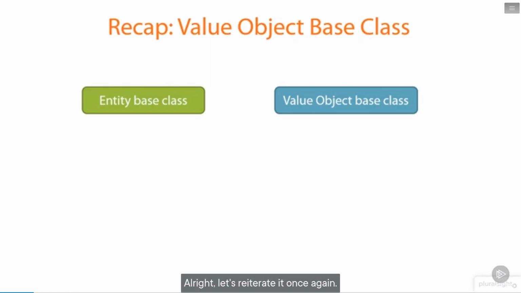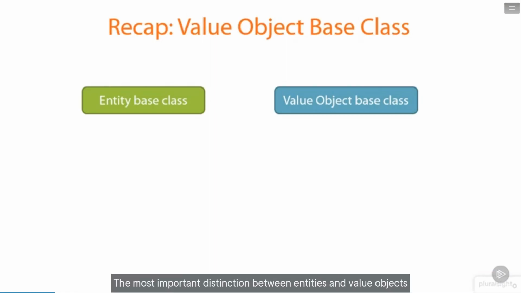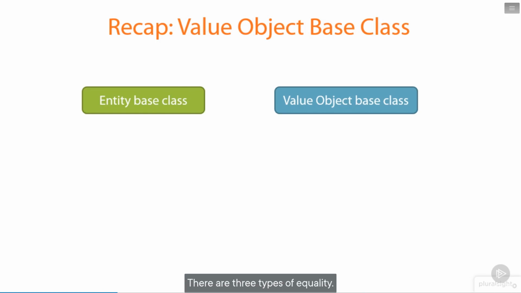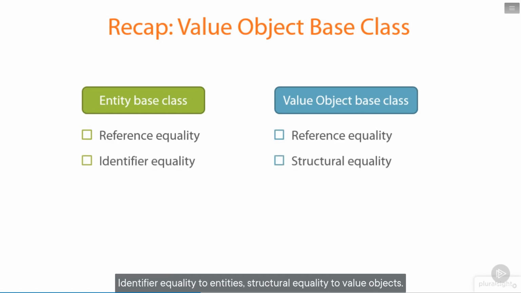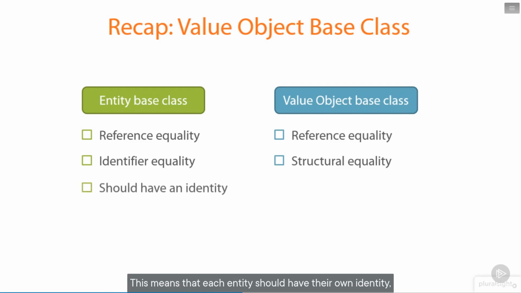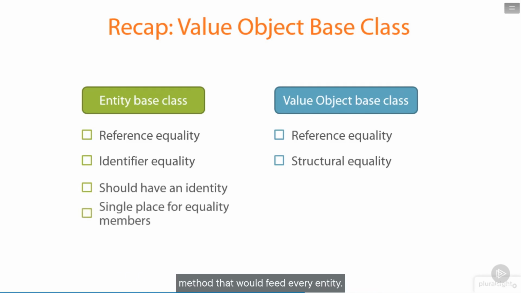Alright, let's reiterate it once again. The most important distinction between entities and value objects is the difference in the way we identify them. There are three types of equality. Reference equality belongs to both entities and value objects, identifier equality to entities, structural equality to value objects. This means that each entity should have their own identity, which is best expressed using a separate ID property. It also means that we can create a single equality method that would feed every entity.